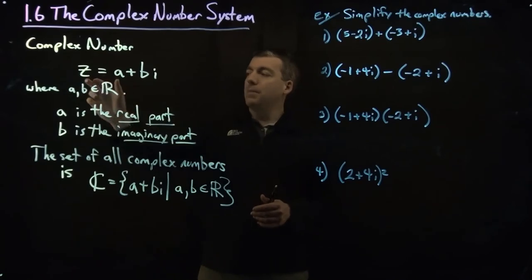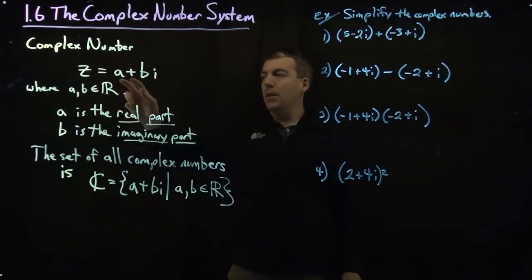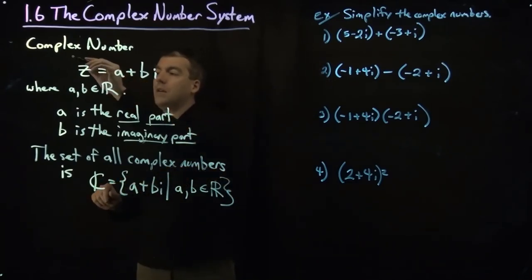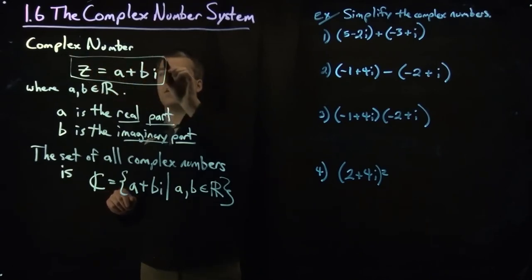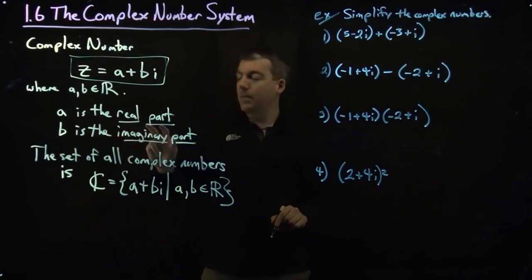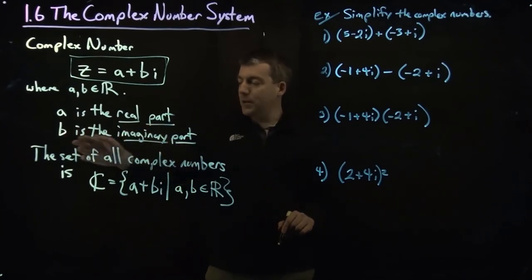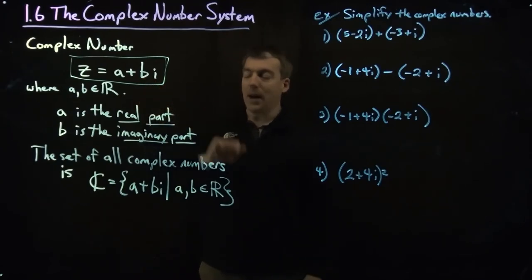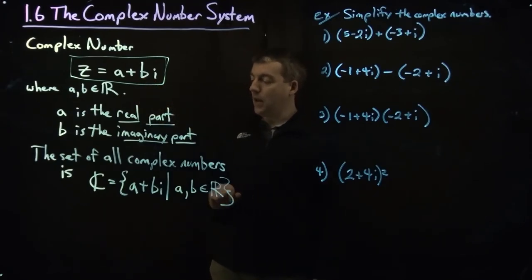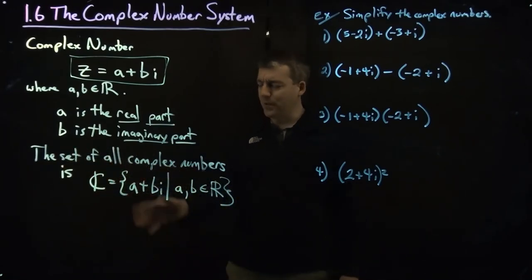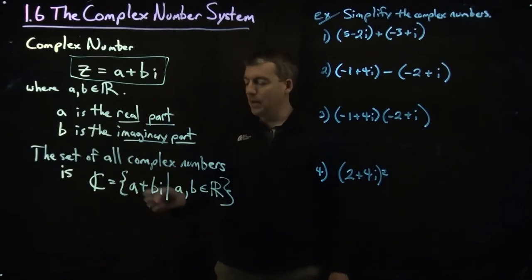And a complex number is a real number plus a real number times i. Here a is the real part and b is the imaginary part. So b is a real number that is being multiplied by i. All right, and we say the set of complex numbers is given by this. This is the set builder notation for it. It's got a lot of fancy math lingo in it.